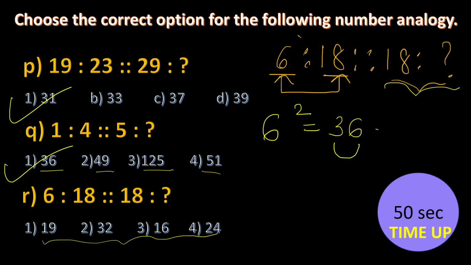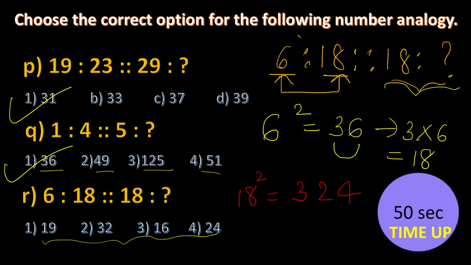Then try with multiplication. When you do 3 into 6, that will give you 18. So same logic you will apply here. 18 square will be 324. Then what I will do? I will multiply 3 into 2 into 4. 3 2s are 6. 6 into 4 will be 24. 24 is there in the option? Yes. So fourth one is the correct option. Understanding the logic?